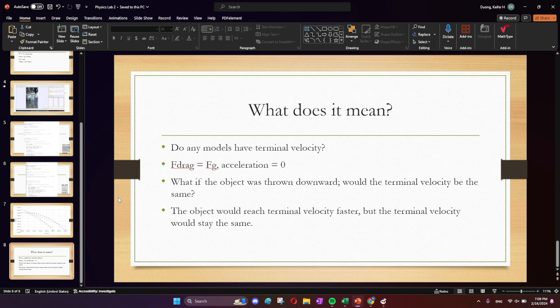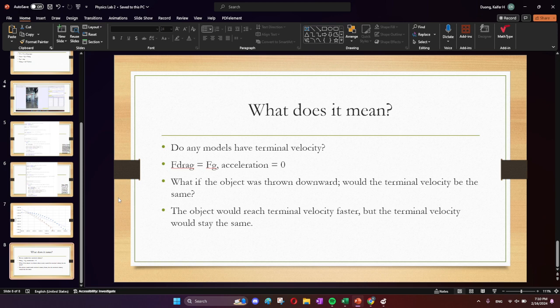So now we're on what does it mean? Do any of the models have terminal velocity? And I would say none of these models have terminal velocity because the force of drag does not equal the force of gravity in any of these models.